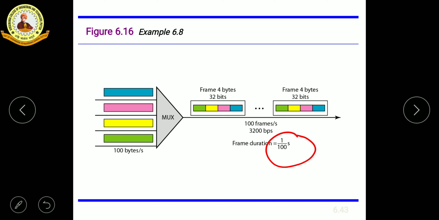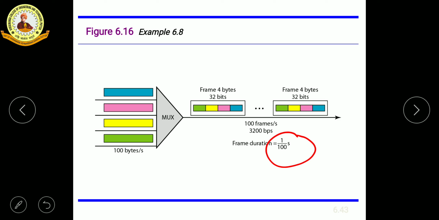Then what is the other part of the question they have given? The frame rate is 100 frames per second. Okay, as we all know, the frame rate is 100 frames per second. And the last question: the link is carrying 100 frames per second, and since each frame contains 32 bits, the bit rate is 100 into 32. That is 3200 bits per second.